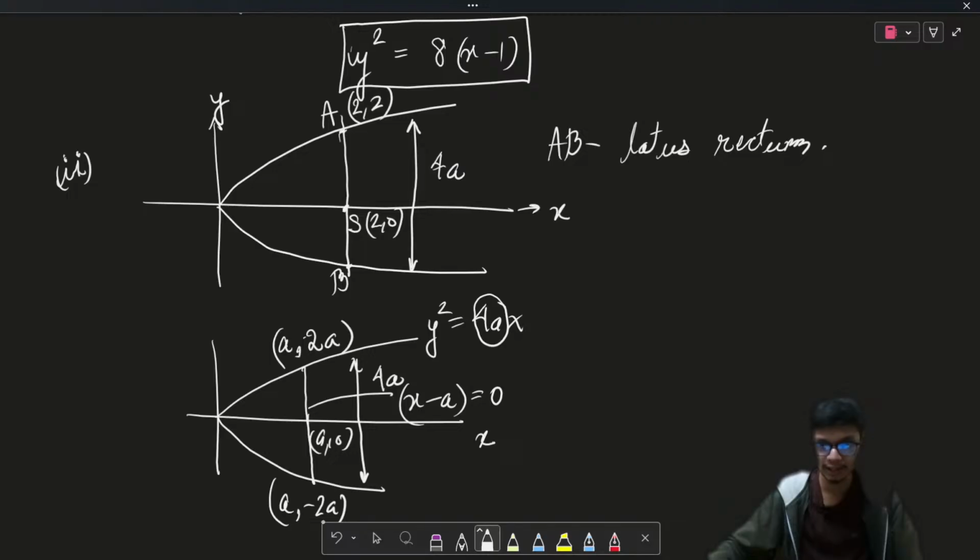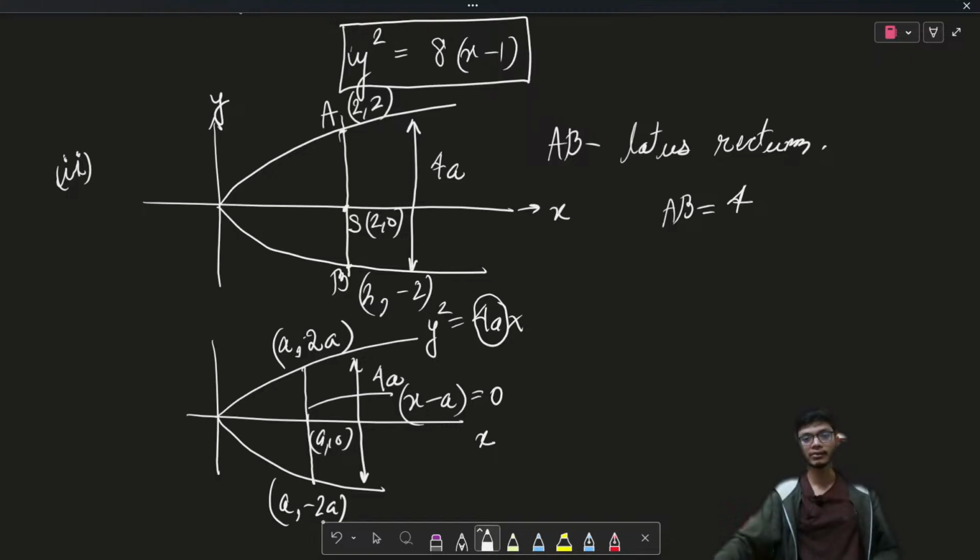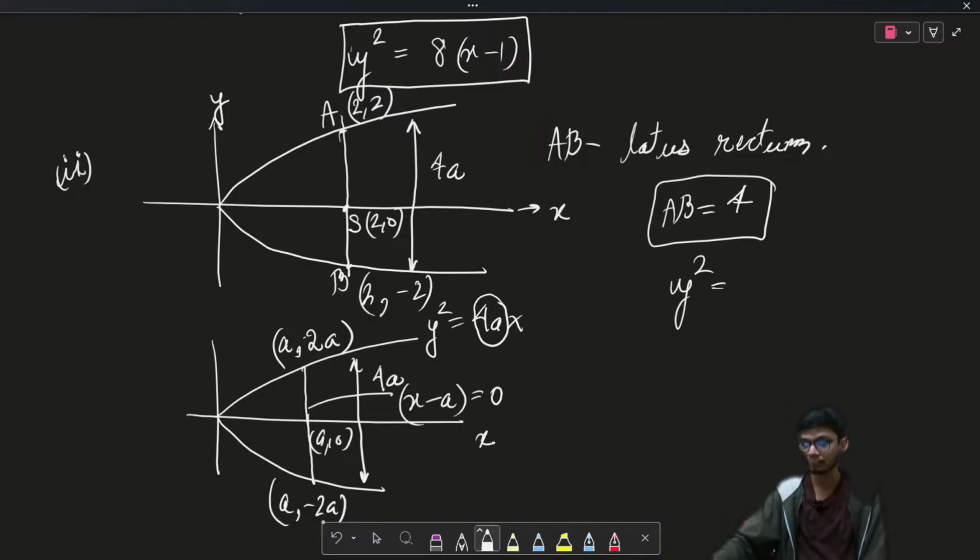Over here, in this case, my AB distance is going to be 4. Similarly, the other extremity will be (2, minus 2). So the length of the latus rectum is equal to 4, and in this case I can formulate the equation of this parabola whose focus is (2, 0) and the extremities of the latus rectum are (2, 2). Then this equation can be written as y square is equal to 4x.